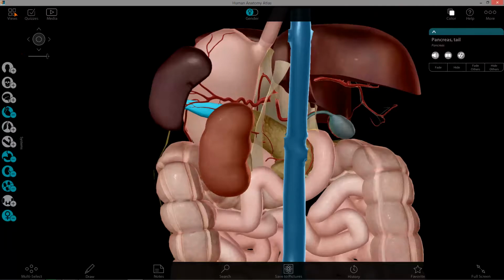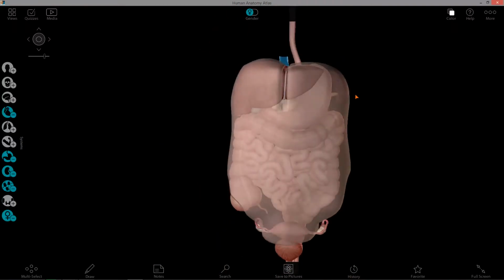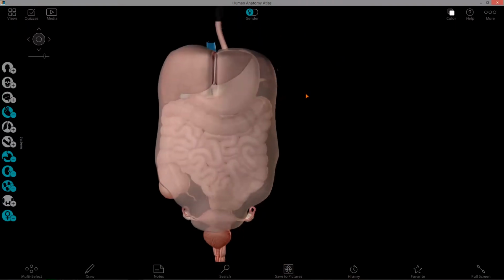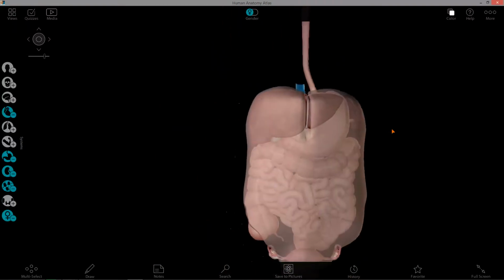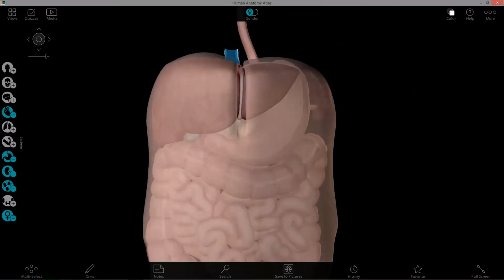Now, I'm going to pull up a different view for us. Zoom back up here so that we can discuss the liver. Now, the liver has several important ligaments. Remember, ligaments are kind of double layers of peritoneum extending between organs or extending between organs and the abdominal wall.